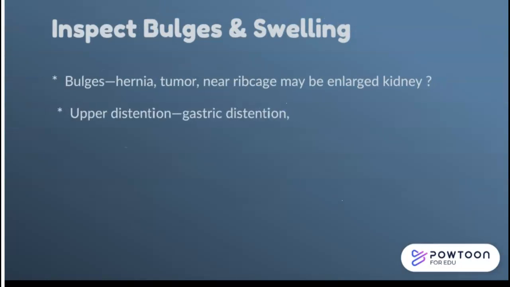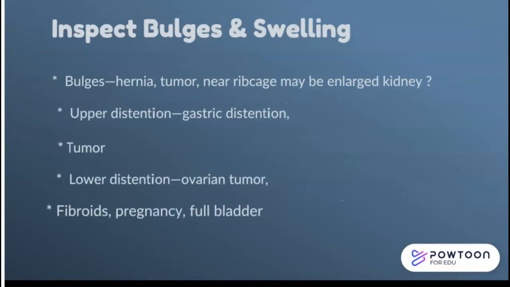Continue your inspection for any bulges and swelling. Some bulges may include hernias, tumors. There also may be some distension at the gastric region. Any tumors in the lower distension may be ovarian issues, or even pregnancy, fibroids, or even a full bladder.